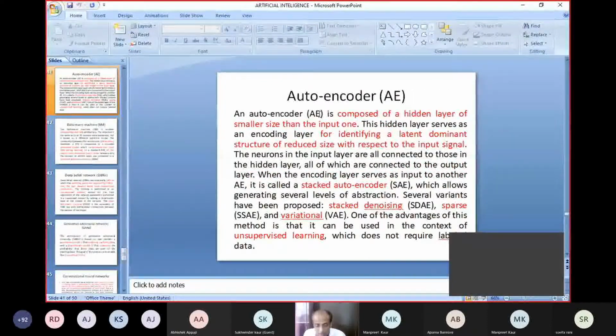And there is something called an autoencoder. It is a much smaller unit than the previous one, composed of hidden layers of smaller size than the input one, for identifying a latent dominant structure of reduced size with respect to the input signal. And it has multiple types, like the stacked, denoising, sparse, and variational ones.